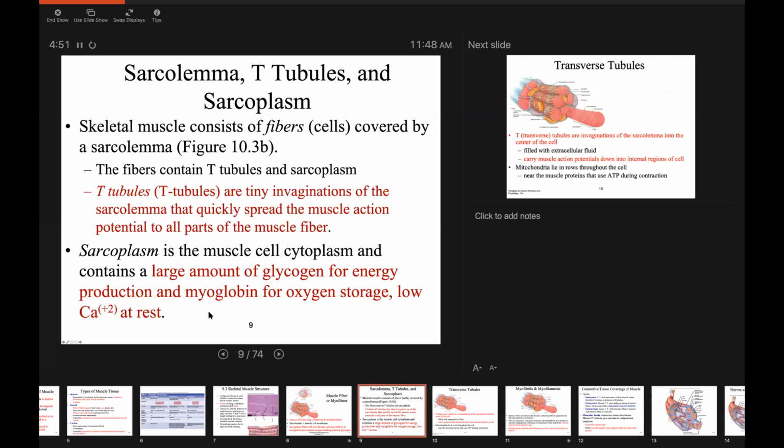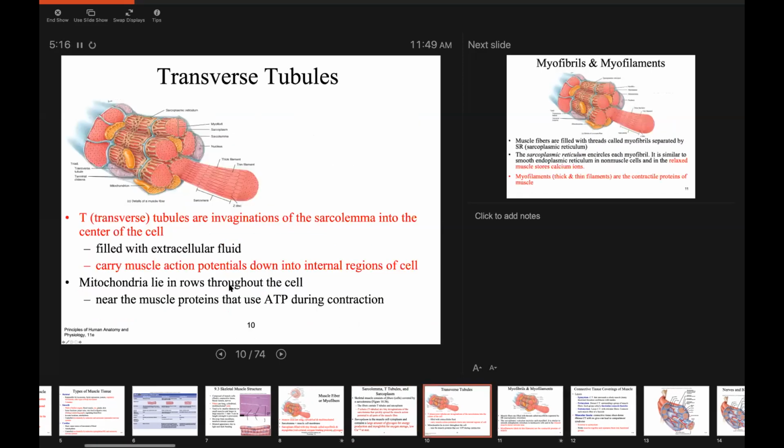Again, there are a couple of situations I want everyone to think about at rest. At rest, sarcoplasm, low calcium, incredibly low calcium. That is what allows the muscles to rest. At rest, large amounts of glycogen. At rest, large amount of oxygen stored as myoglobin.